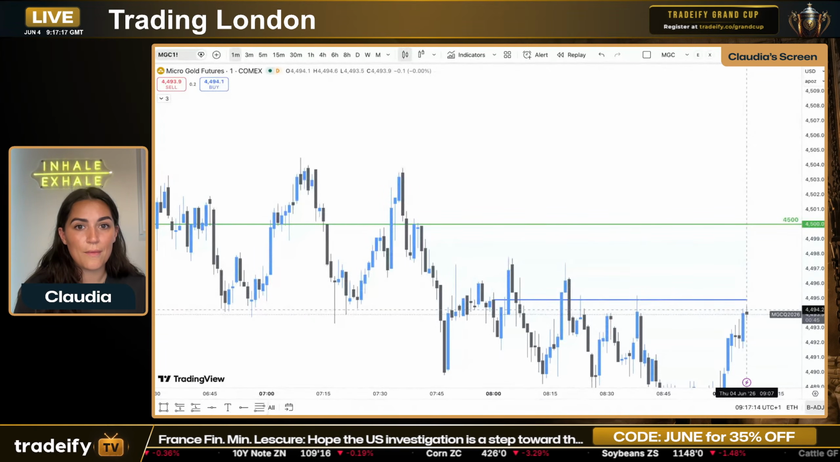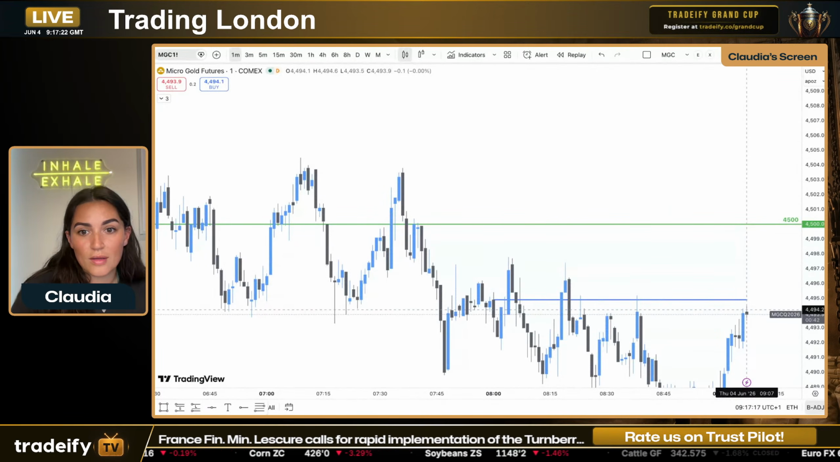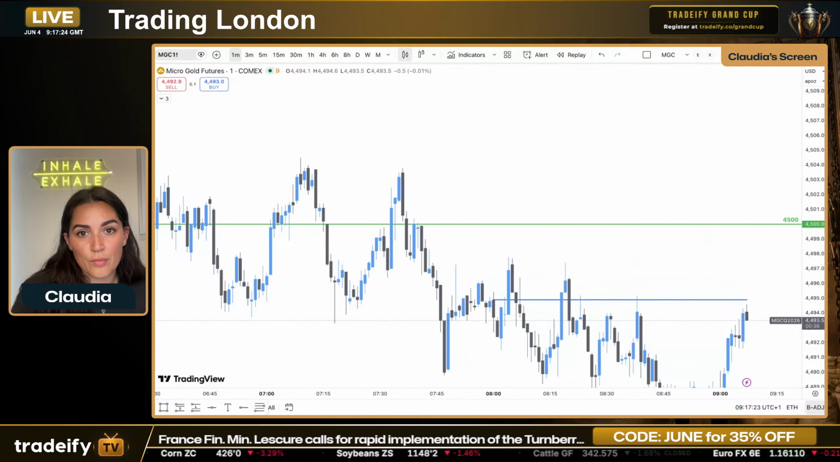Yeah, price action is the same. Just ignore the price levels.